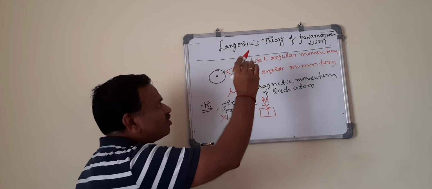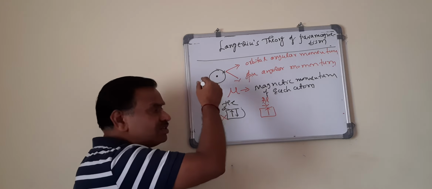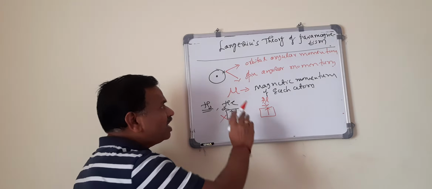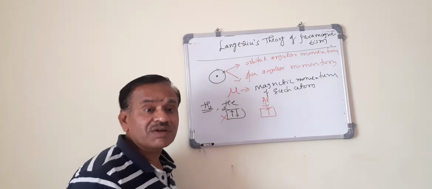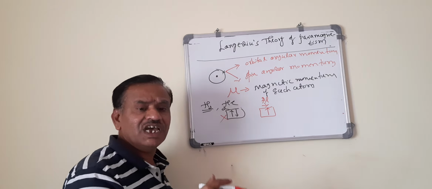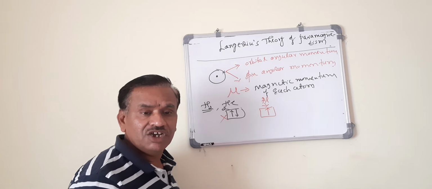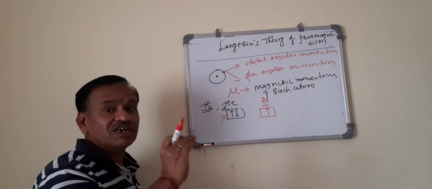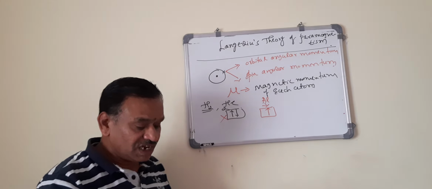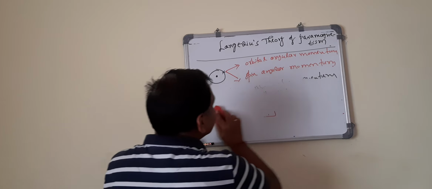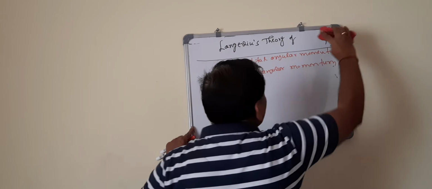Totally, Langevin's theory says that whenever the electron rotates around the nucleus, it exhibits two kinds of motion: orbital angular momentum and spin angular momentum. When the electron rotates, current flows, and because of that current a magnetic field is produced. When it produces the magnetic field, each atom acts like a magnetic dipole. That is called the dipole moment, mu. Next is Langevin's theory of diamagnetic materials.